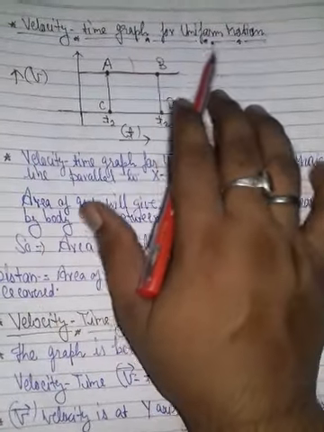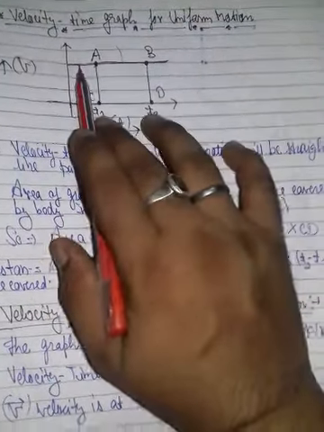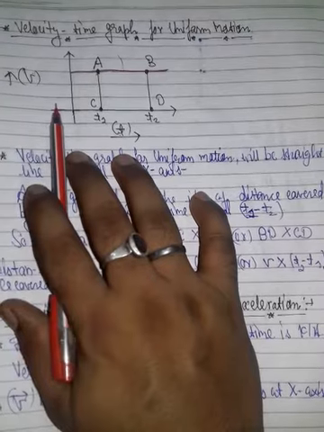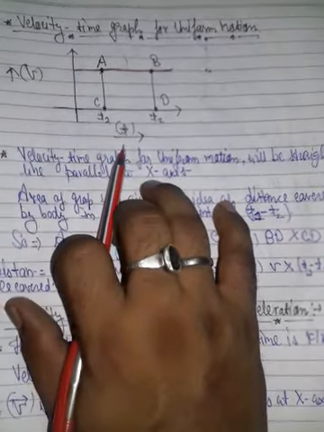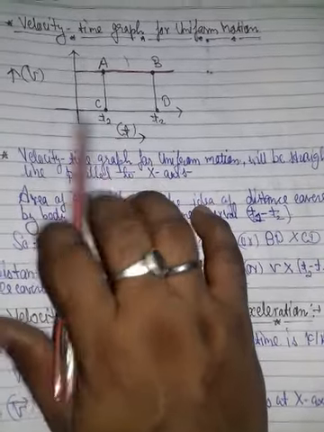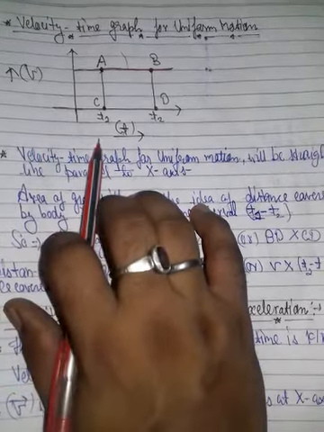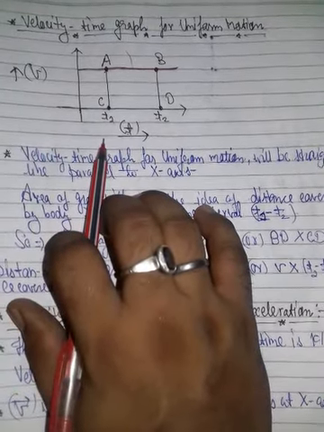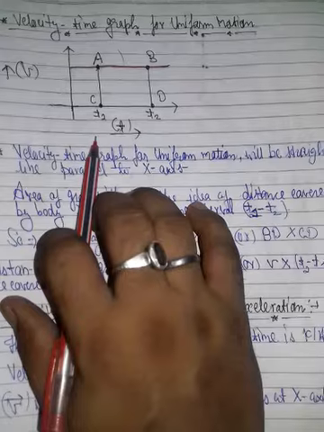Velocity time graph for the uniform motion. In this graph, the graph is drawn between velocity and time. This is known as the velocity time graph. The velocity time graph gives the distance or displacement covered by a body.